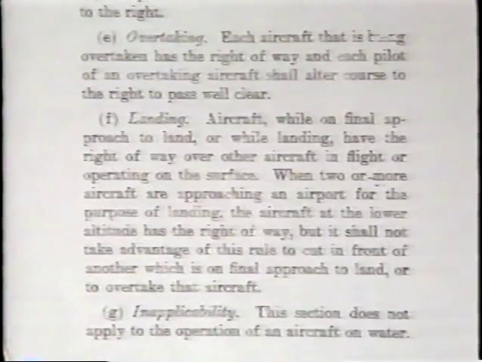Okay. Overtaking. This just says the slower guy has the right of way, and when you pass, if you're the faster one, pass on the right. And in landing, if two aircraft are landing, the one at the lower altitude has the right of way. But you're not supposed to dive in front of a guy and cut him off and say, you know, I got the right of way. Not allowed to do that.